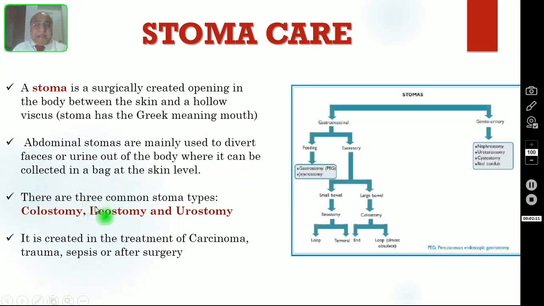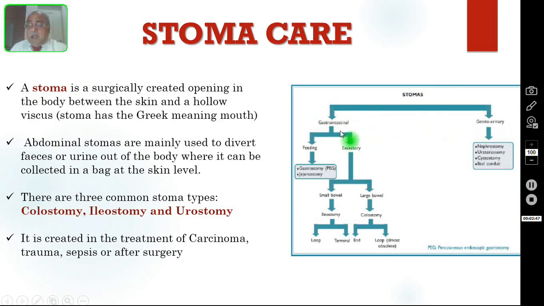There are mainly three common types of stomas: colostomy, ileostomy, and urostomy. All these ostomies are created for treatment of carcinoma, in trauma, in sepsis, or after some surgery. Stomas are broadly gastrointestinal stomas and genitourinary stomas. Of course, the commonest are gastrointestinal stomas.